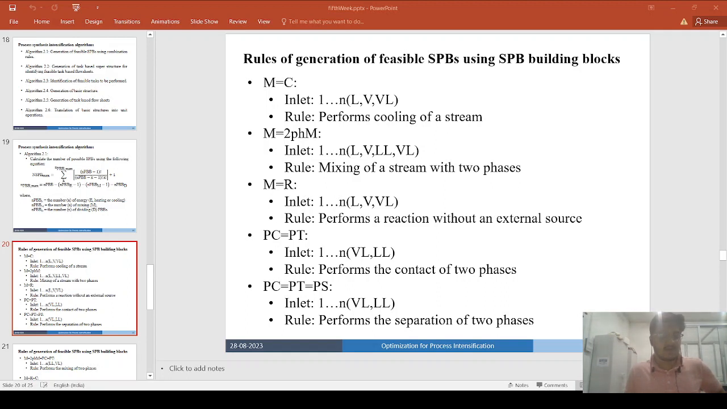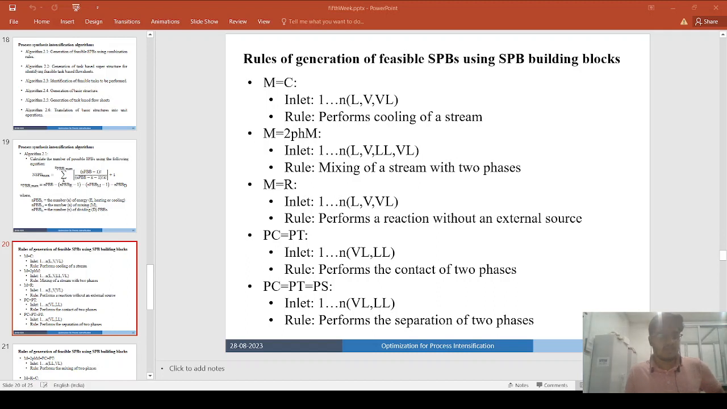And wherever the phase contact and the phase transition is happening, it performs the contact of two phases. And wherever the phase contact, the phase transition and also the phase separation are happening, the rule is that it performs the separation of two phases. Now, coming again to the feasible simultaneous phenomena-based building blocks: for two-phase mixing, phase contact and phase transition, the rule is that it performs the mixing of two phases.